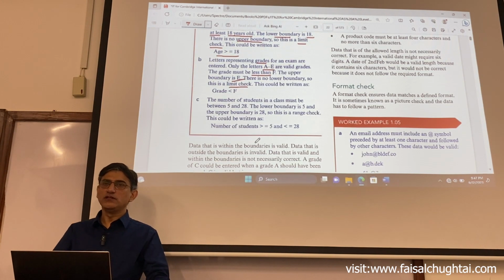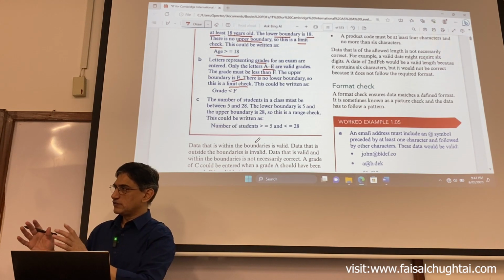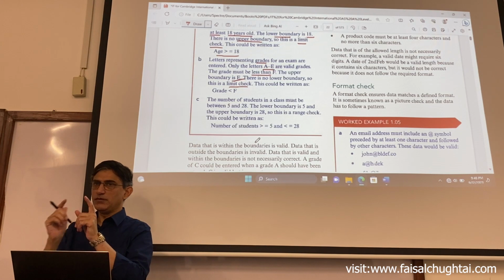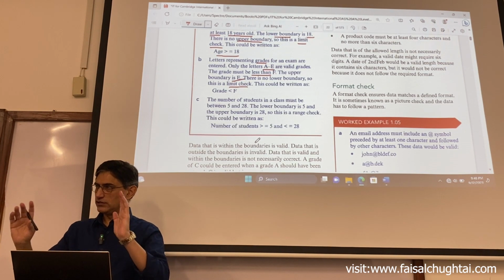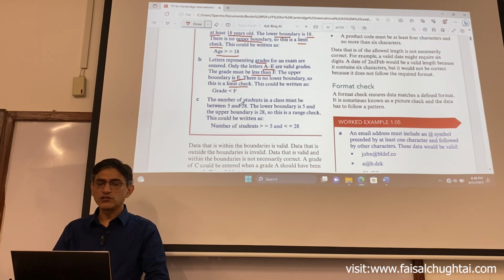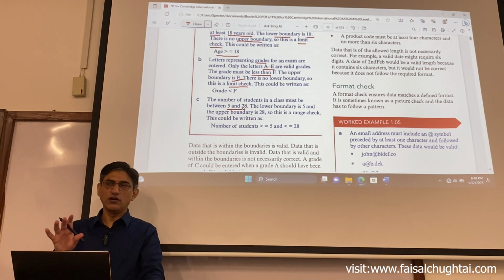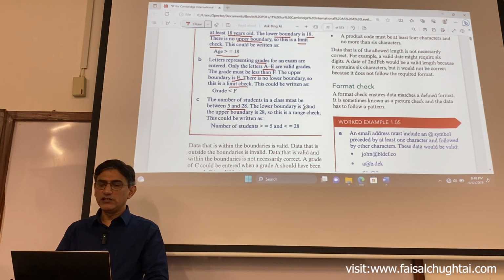One last example to really, finally differentiate between range and limit check. So this last example is of a range check. We can easily see how range is different from limit. In a limit check there is one boundary, but in a range check there are two: a lower boundary and an upper boundary. The number of students in a class must be between 5 and 28. That's the range of the number of students that must be there in a class. The lower boundary is 5. The upper boundary is 28. So this is a range check.